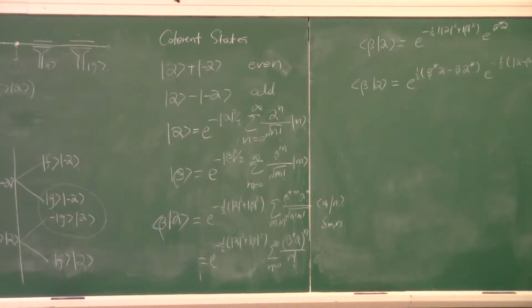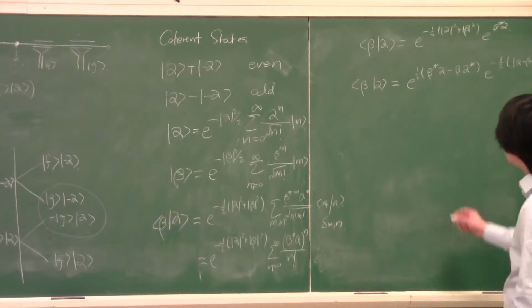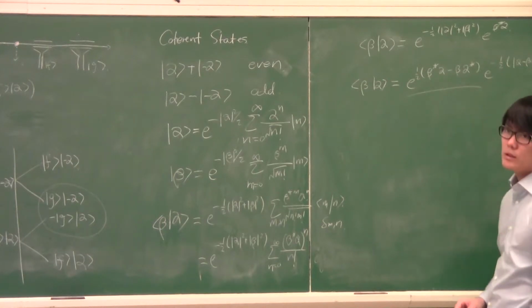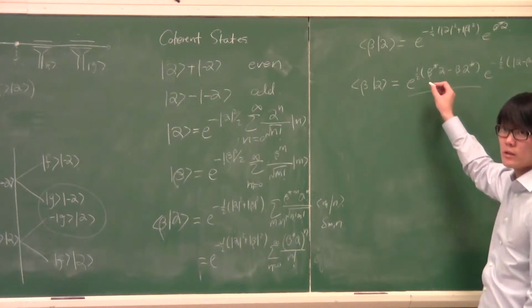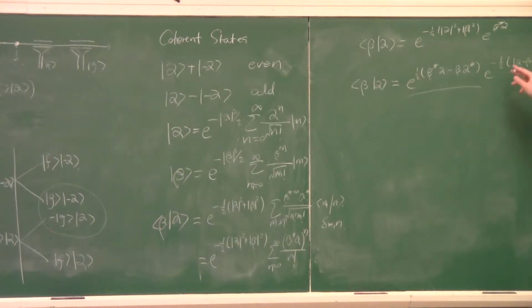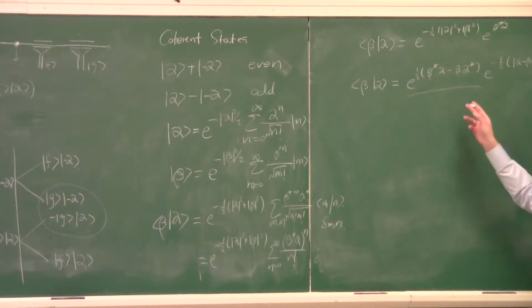This is just some mathematical manipulation that you can go through on your own. But what's important here is that the exponent over here is completely an imaginary thing, whereas this is a real thing. So we separated this into polar form.